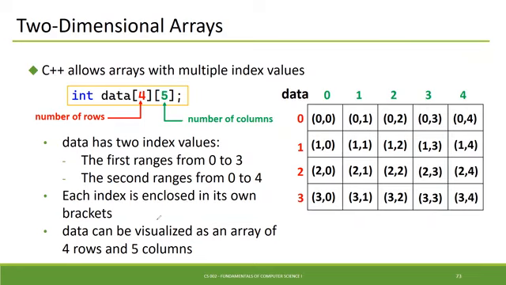Does this array have to have the same data type? Yes, because we should specify the data type first. It means that all spaces will have integers. An array always has the same data type.